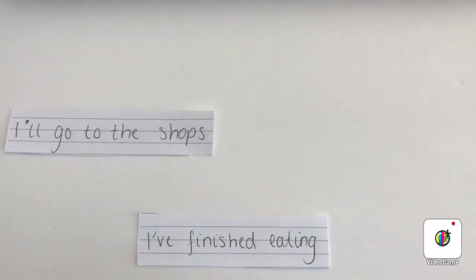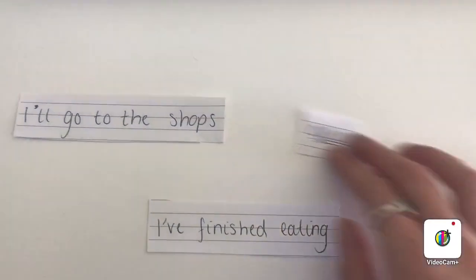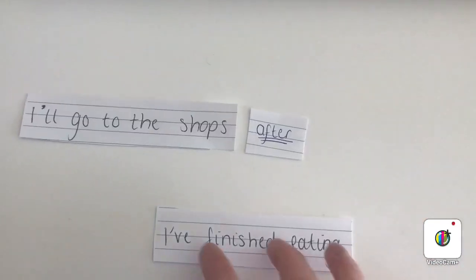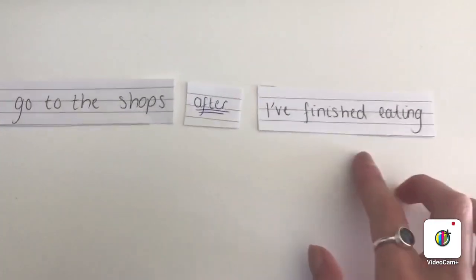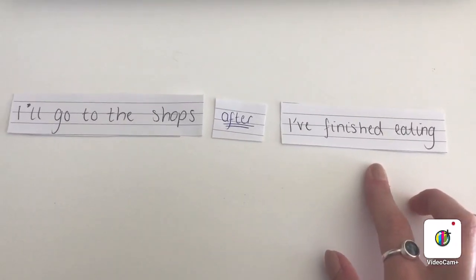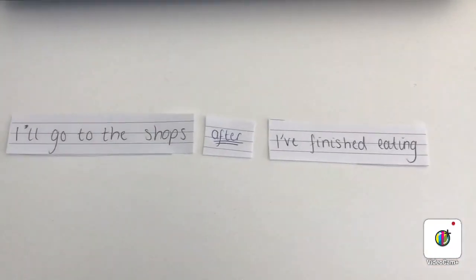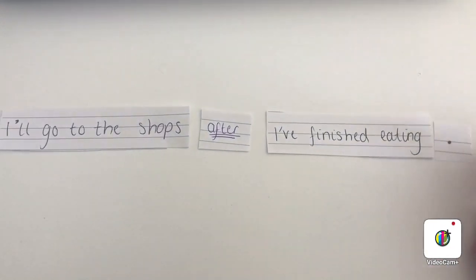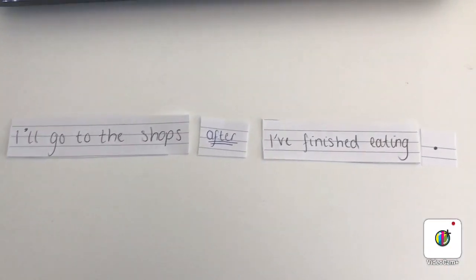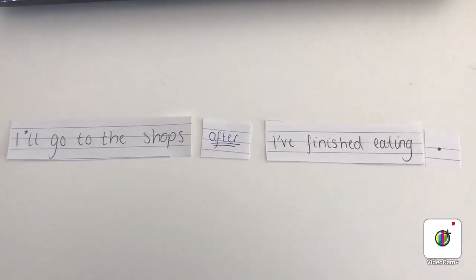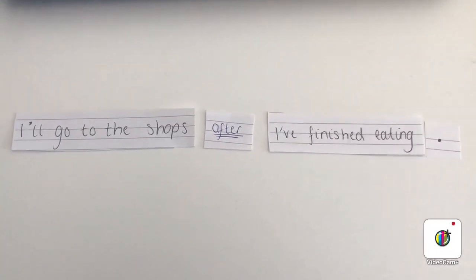I could then use the conjunction after, and then I would put what we call our subordinating clause. This is the part that doesn't make sense. Then we end our sentence with a full stop. So I have got, I'll go to the shops after I've finished eating.